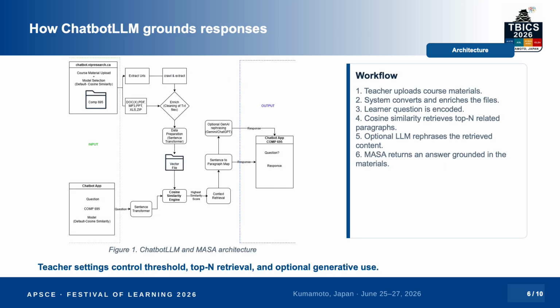This slide shows the architecture. ChatbotLLM has a three-tier structure: the presentation layer, the API orchestration layer, and a logic layer. In practice, the teacher first uploads course materials. The system converts the files into text, extracts useful content, and prepares a vector index. When a learner asks a question through MASA, the question is encoded by a sentence transformer. Then the system uses cosine similarity to find the most relevant paragraphs from the teacher-uploaded materials. Depending on teacher settings, a large language model, such as Gemini, may be used only to rephrase the retrieved content or support RAG. This means generation is constrained by the course materials rather than open-ended knowledge.